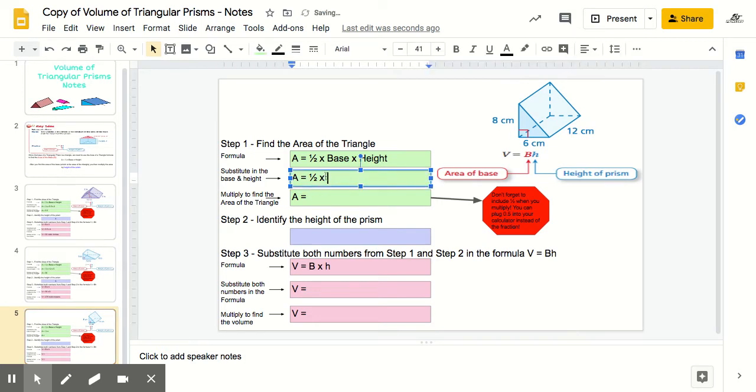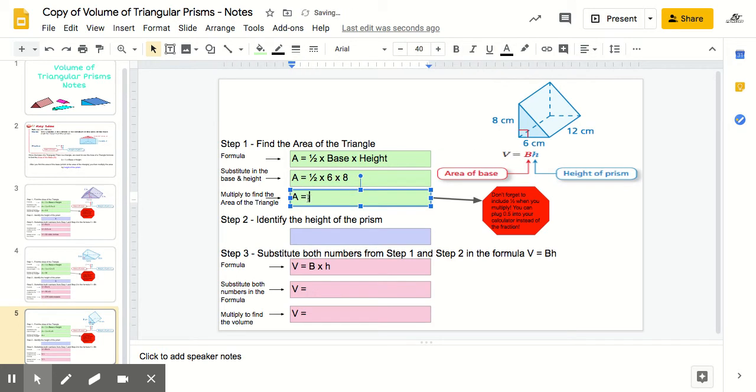So we have to find the base of the triangle. The base of the triangle is also the bottom of the triangle, and the bottom of the triangle is equal to 6 centimeters. So I'm going to plug in 6. I'm going to bring down my multiplication sign. Now I need to identify the height of my triangle, or how tall is my triangle. Well, that's shown right here, and that is equal to 8 centimeters, so I'm going to plug in 8.